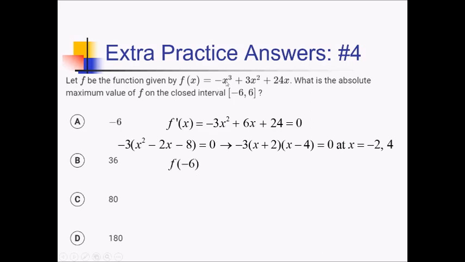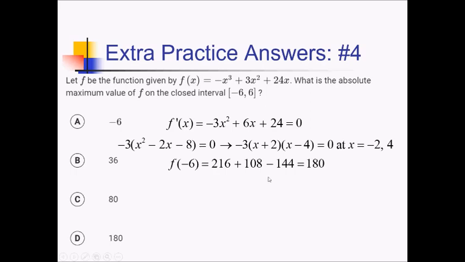So we have negative 6 cubed is negative 216, but we have a negative out in front, so that's positive 216, plus we've got 3 times 36, so that's going to be plus 108, plus, let's see, negative 6 times 24, that's going to be negative 144, yep. Adding all this together, so we have to do this without a calculator, unfortunately. Let's see here, 216 plus 108, that's going to be 324, minus 144 is going to be 180.